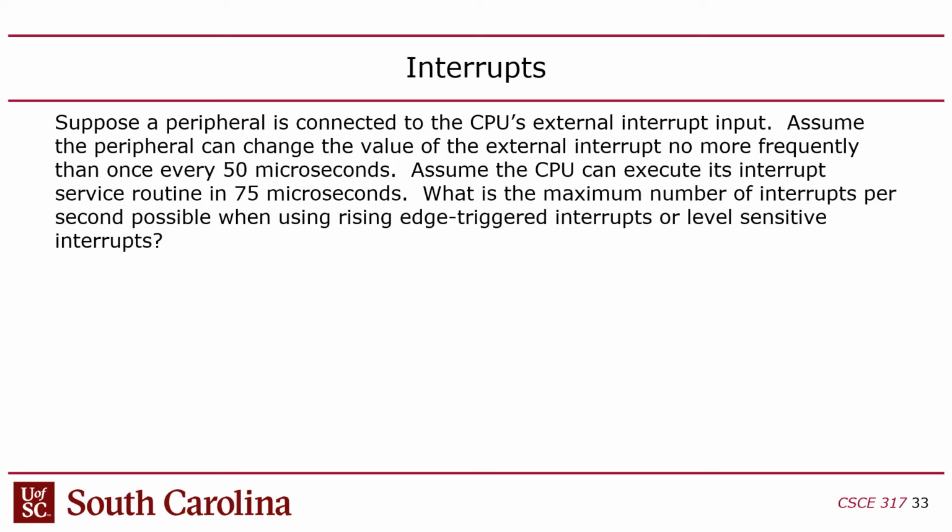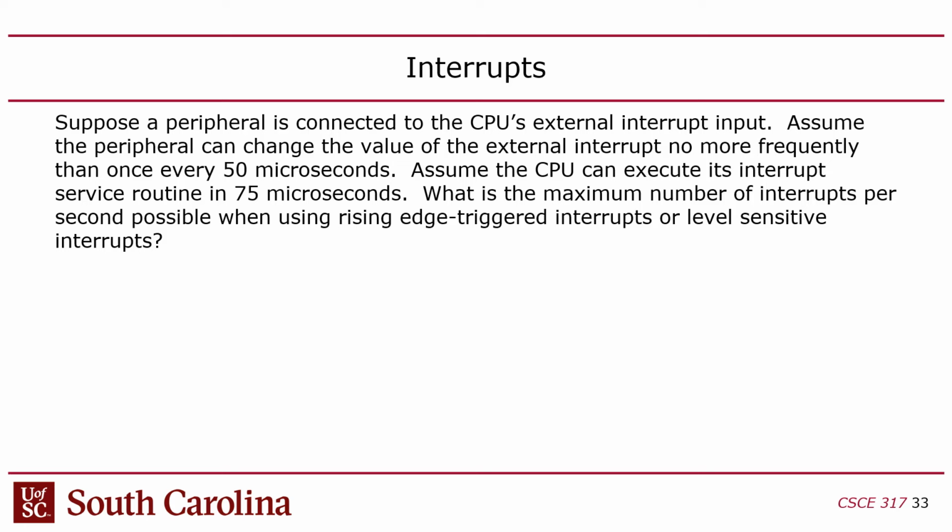Okay, so with rising edge interrupts, if you can toggle the interrupt every 50 microseconds, then the time between rising edges would be 100 microseconds, because you'd have to toggle it up, toggle it down, toggle it back up again, right? So you'd have to toggle it twice in order to get two of the same edges, two rising transitions. So basically with edge triggered, you're limited to 100 microseconds per interrupt, from the peripheral's perspective. And then the frequency would be the reciprocal of that.